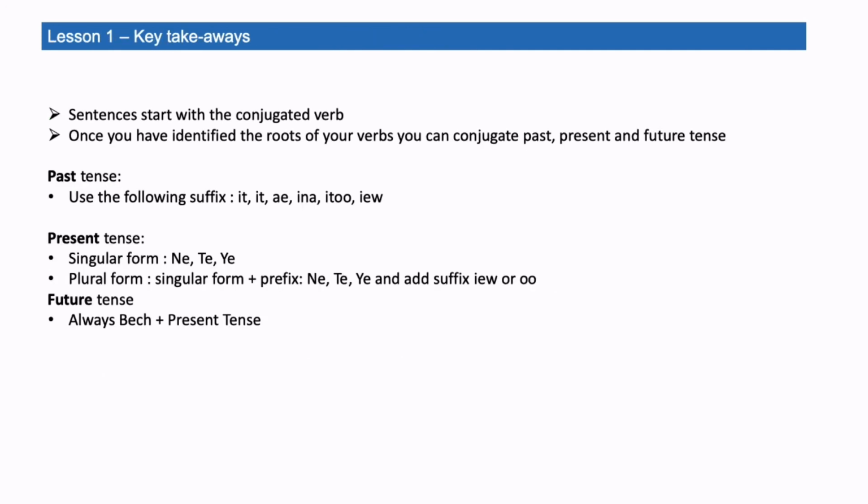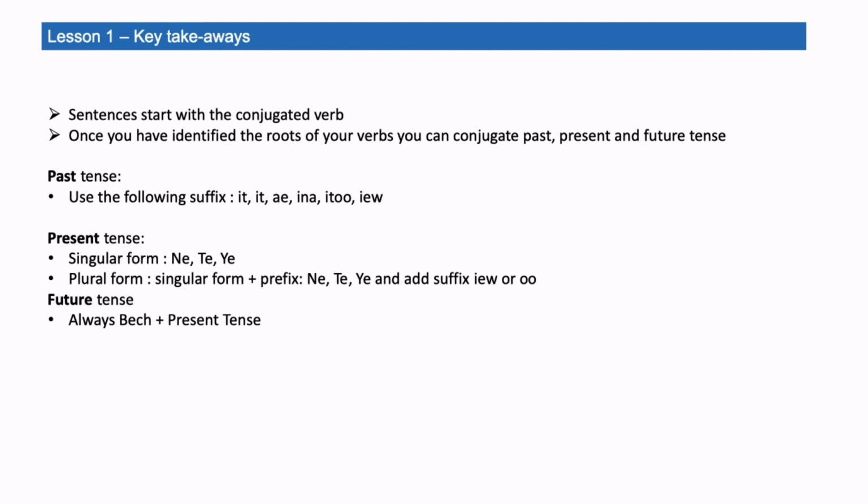You've come so far into the video already, so here are key takeaways that you can take with you to revise, and you can always come back to this video and screenshot whatever you need. So sentences start with a conjugated verb. Once you have identified the roots of your verb, you can conjugate in the past, present, and future. And if you're not sure what the root of a verb is, the root of a verb is just the verb that hasn't been conjugated. So, for example, the verb to go that we looked at earlier, that is the root of a verb because it hasn't been conjugated into the past or the present or the future or anything.